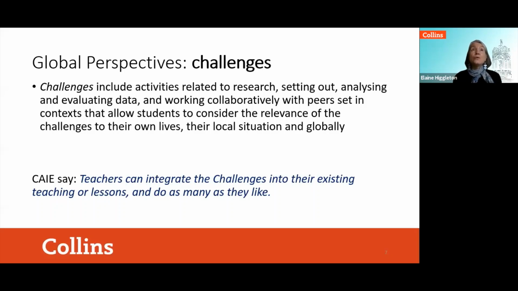Cambridge Assessment International Education say teachers can integrate the challenges into their existing teaching and lessons. You don't have to do separately timetabled global perspectives lessons. You can develop global perspective skills in the English classroom, in the maths classroom, in the science classroom. And you can do as many or as few of the challenges as you like. As you know, there are 6 for each stage in primary and lower secondary.